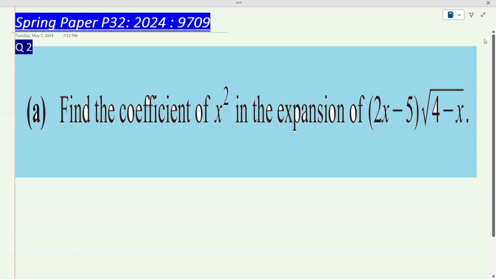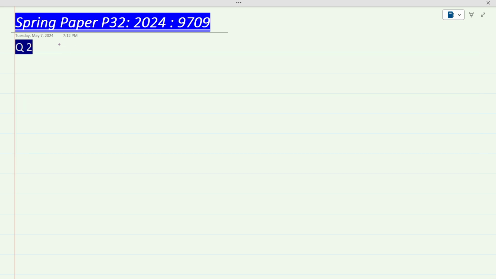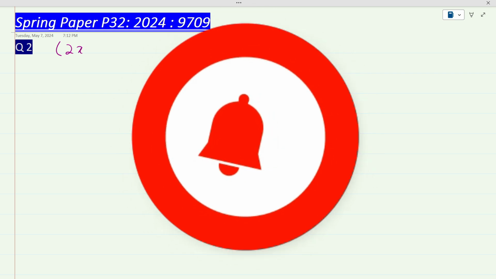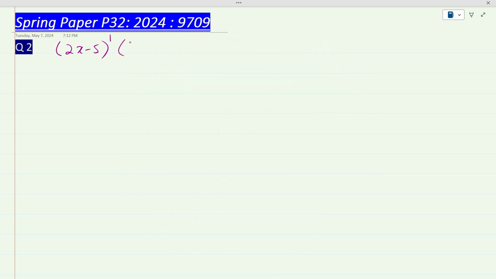Find the coefficient of x squared in the expansion of 2x minus 5 times root of 4 minus x. We have to find the coefficient of x squared from 2x minus 5. Its power is 1, so it means this is not going to be simplified. The other one is 4 minus x to the power 1 over 2. It means we are going to simplify this. We are going to expand this, and then afterwards we will find the coefficient of x squared as a product of these two factors. Let's work on this.